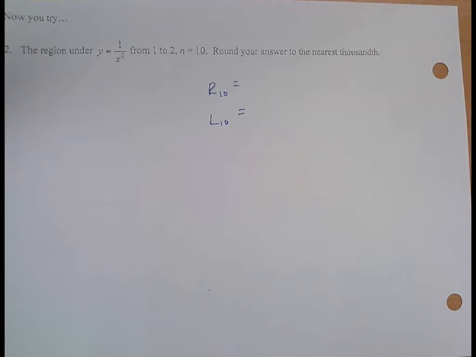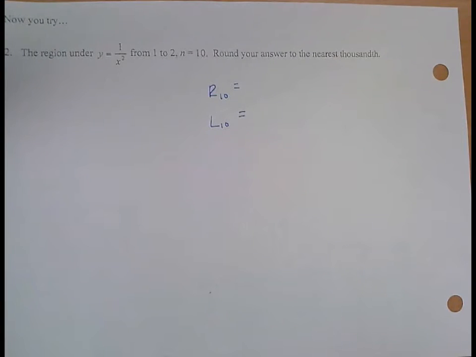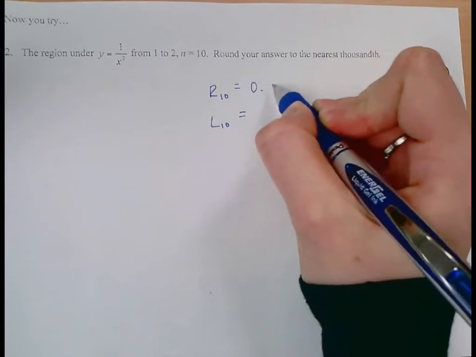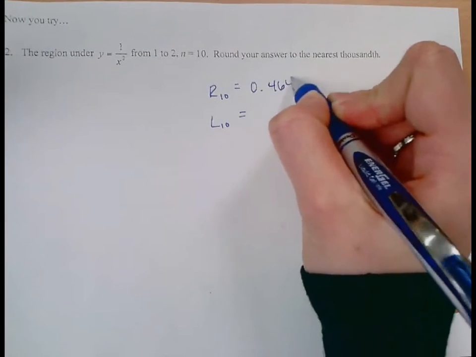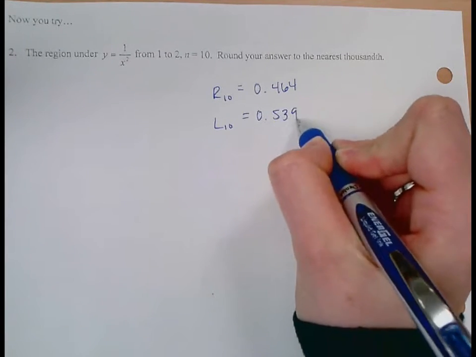Okay, here's what I'm going to do. I'm going to write down what the right and left approximation should be in your calculator, and then if you did not get that, I can look at why you didn't get it. So the right approximation should have been approximately 0.464. The left should have been approximately 0.539.